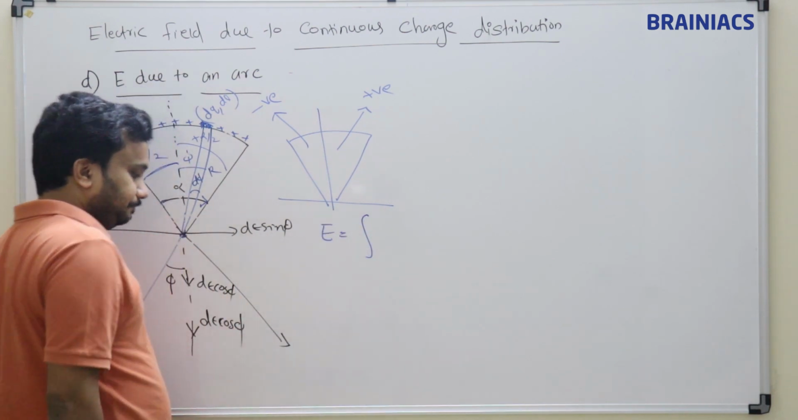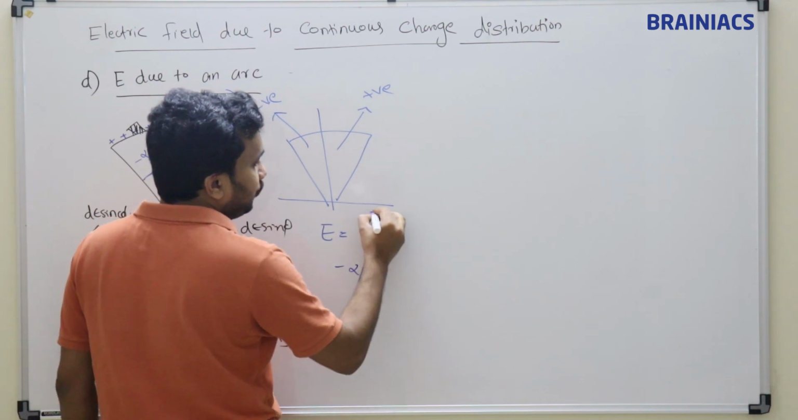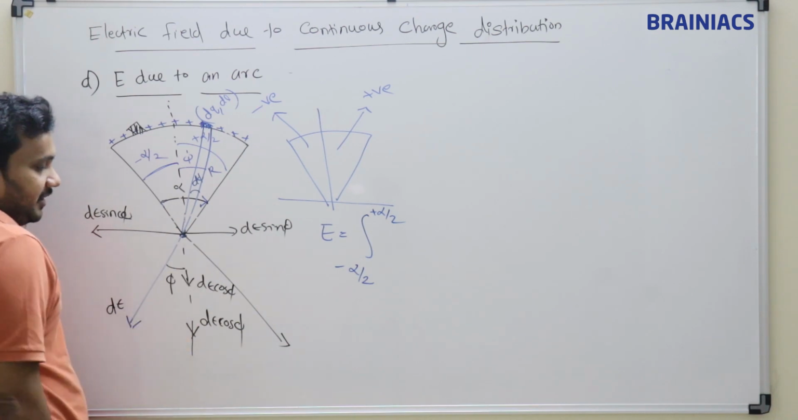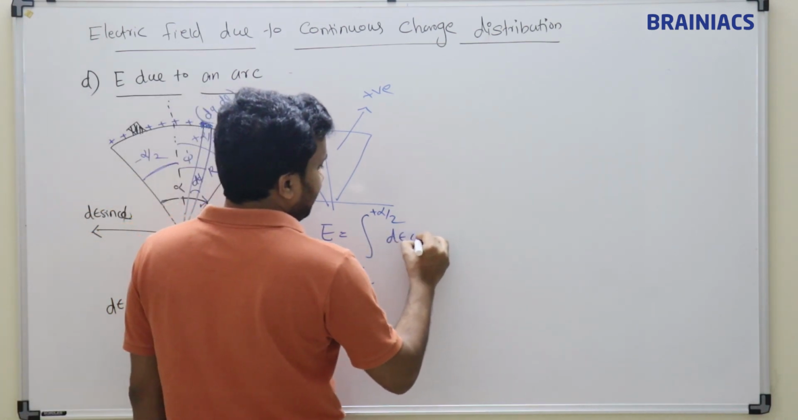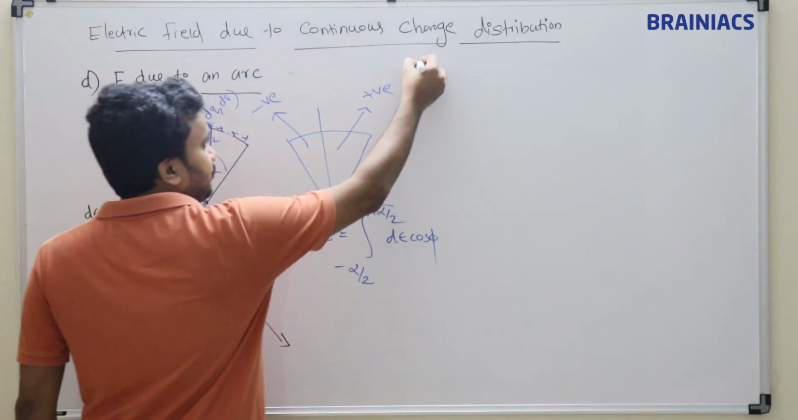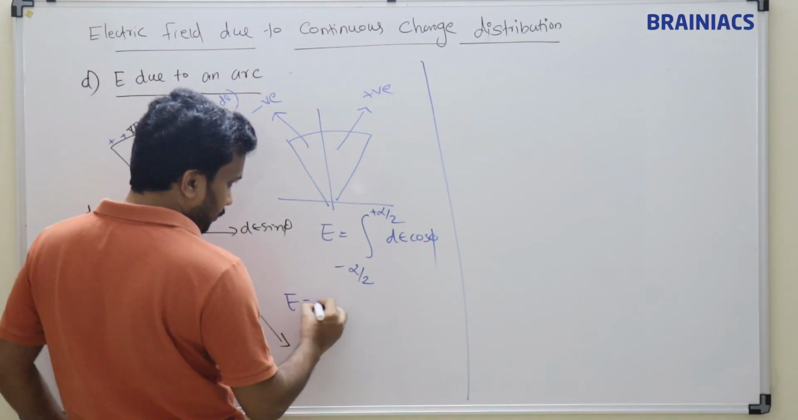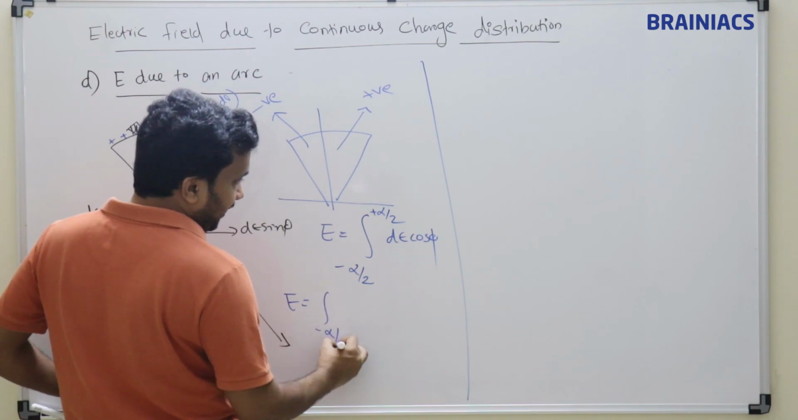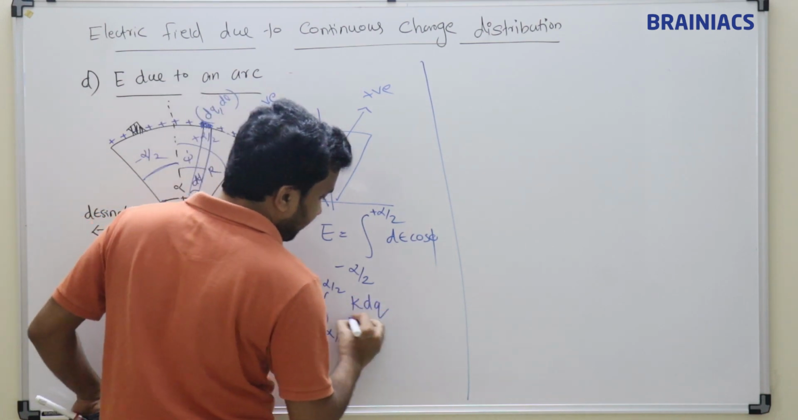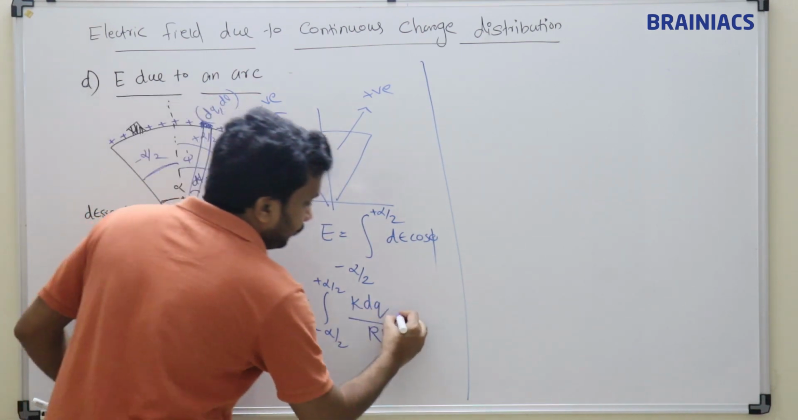So integral, where to where is the limit? I am moving from here to here, which means minus alpha by 2 to plus alpha by 2 we are moving. What is this y component? Only the y component exists, which means dE cos phi. We have to substitute for dE as usual and solve this part. What is dE? So electric field E will be equal to integral from minus alpha by 2 to plus alpha by 2 of K into dQ divided by r square, where r is the distance from here to here, into cos phi.